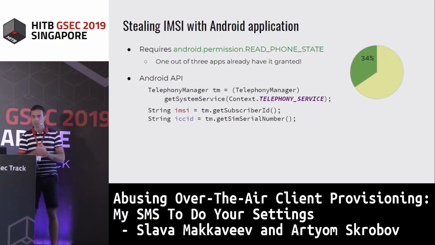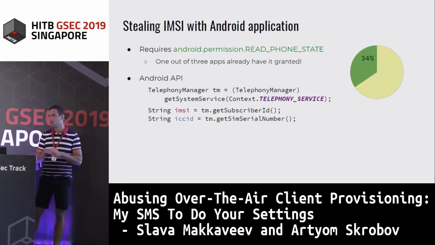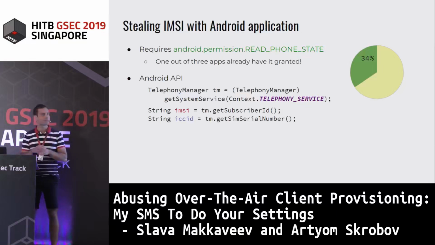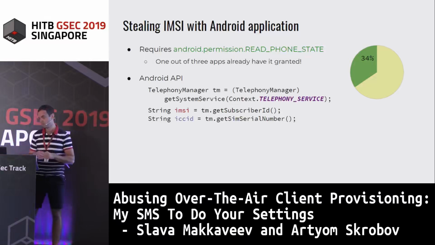requires the READ_PHONE_STATE Android permission, but we have checked our records and found that over a third of all mobile applications released in the last 3 years already have this permission, so it would not raise any suspicion. Any one of you with an Android phone is sure to have a handful of installed applications which already have access to the IMSI number and can do whatever they want with it.